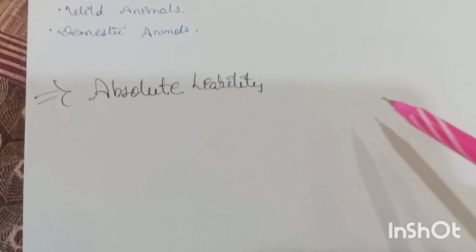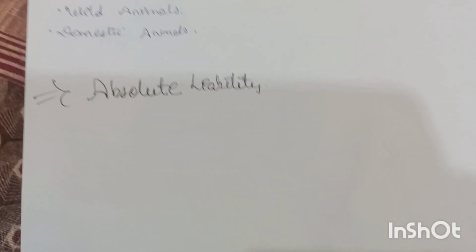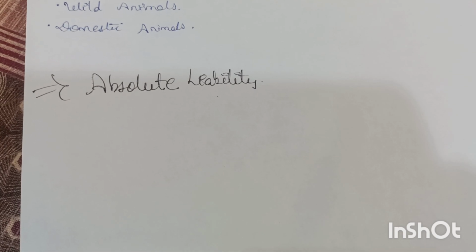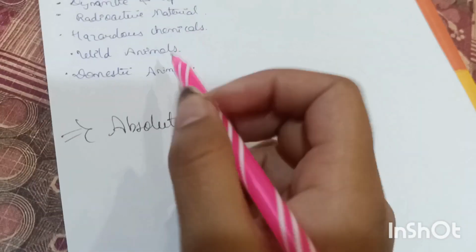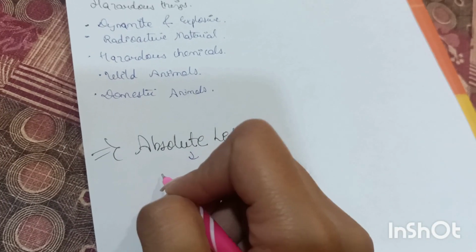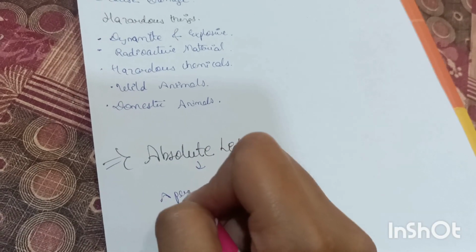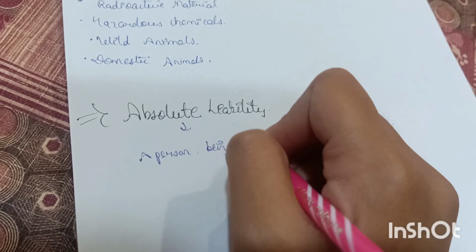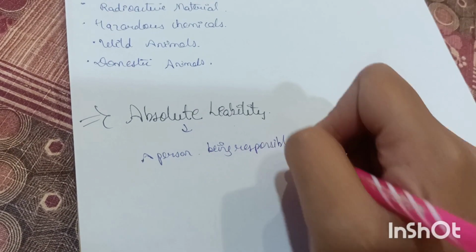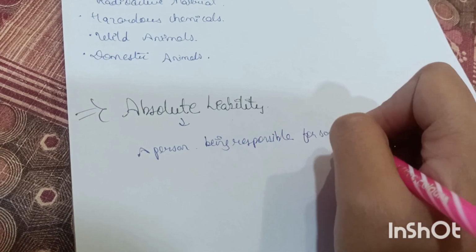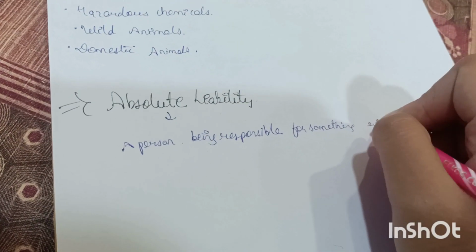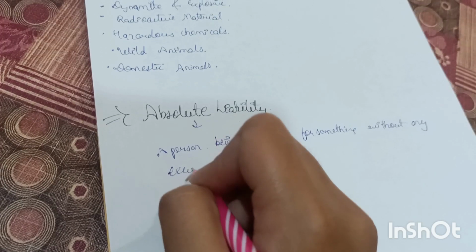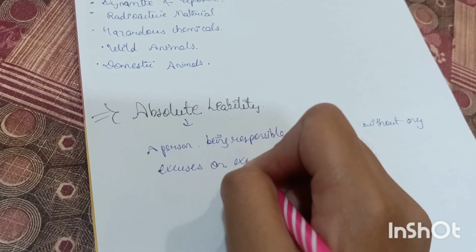So now let's study absolute liability. In this case, a person is responsible for something without any excuses or exception. So you can write it over here: a person being responsible for something without any excuses or exception.